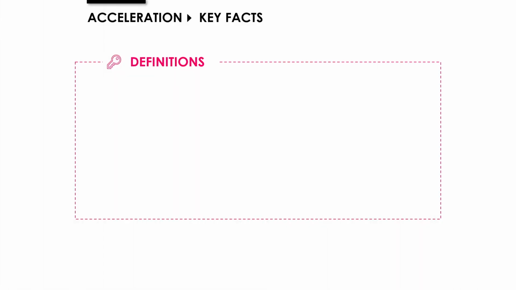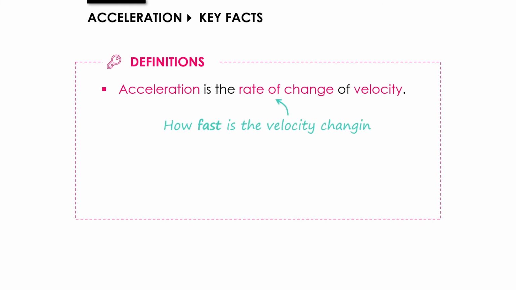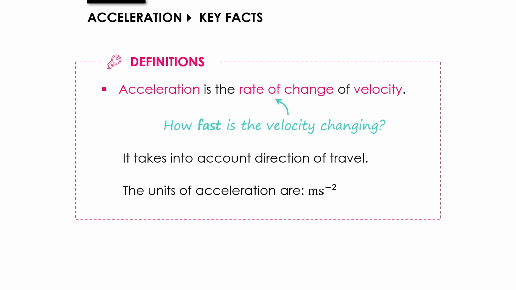Before we finish, I'd just like to talk about acceleration. Acceleration is defined to be the rate of change of velocity. That just means how fast the velocity is changing. And since velocity takes into account direction, so does acceleration. The units we use for acceleration, which we mentioned earlier, are meters per second squared.